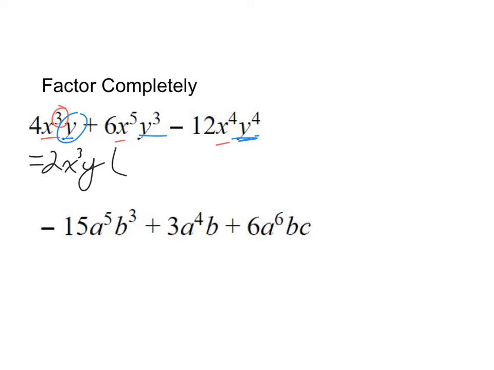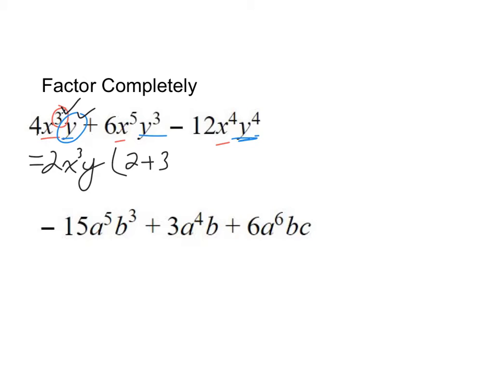So 2 times what number would give me 4? Well, of course, I need a 2. X cubed, I already have an x cubed there, so that's done. And a y, I already have a y. So that's all I need there so that when I do my distributive law, multiplying, I would get that first term. 6 divided by 2, or we could think of 2 times what would give me 6. That would be a 3.